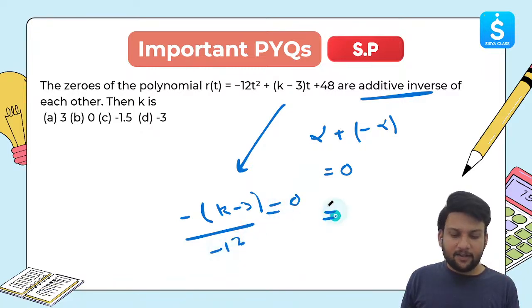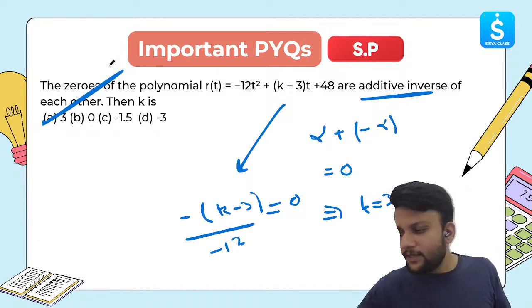So there we have it. The value of k is nothing but 3. So option number A. Hello, dear students. I hope this discussion was fruitful.